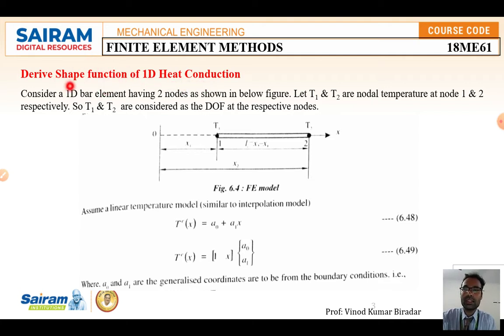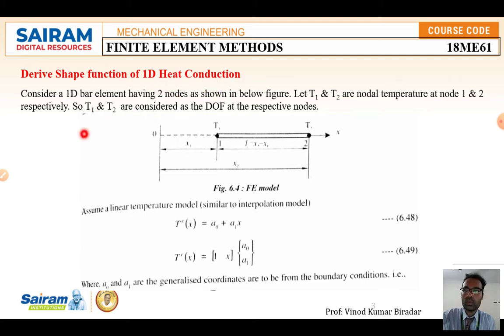In the previous case I told you many times that shape functions are denoted by capital N1, N2, N3, N4. Look at this. We are going to derive the same way as we did in the previous model, similarly deriving the shape function for heat conduction.